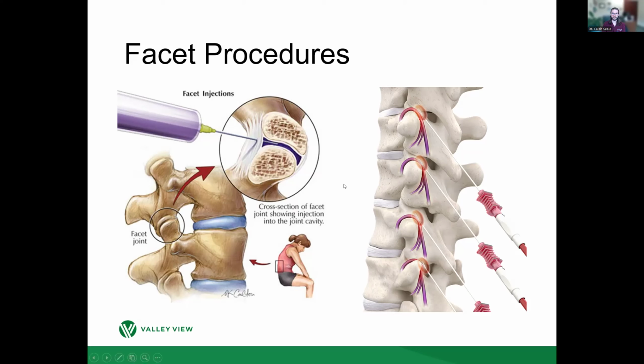The facet injections can last usually between 3 to 6 months. The radiofrequency ablation is what we call this other procedure with these special needles. It typically lasts between 6 and 9 months.